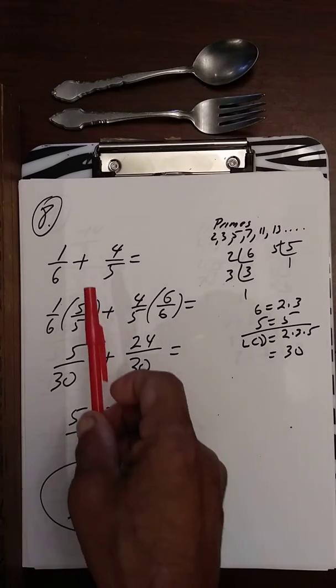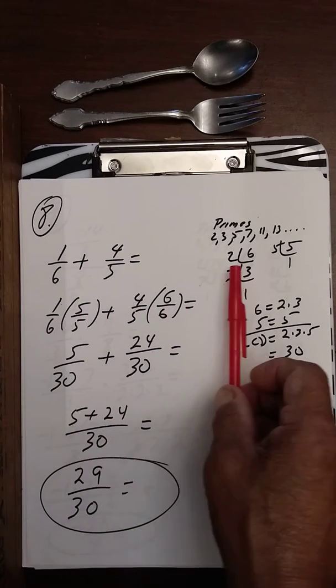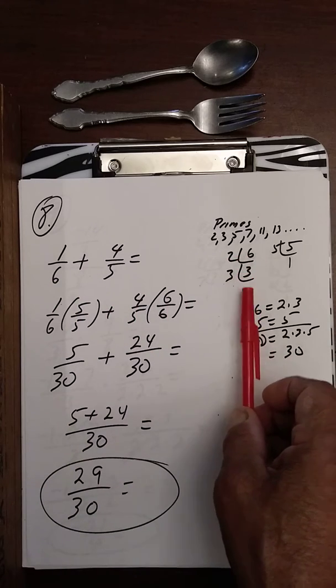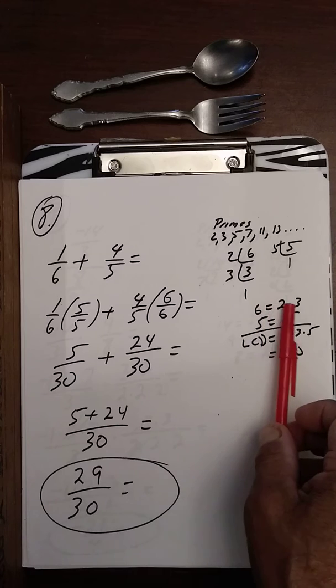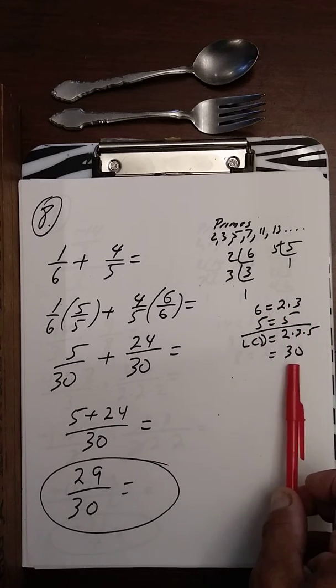1/6 plus 4/5. Well, first of all, these denominators are different. So, let's factor them out. 6: 2 goes into 6, 3. 3 goes in that once. 5 goes in 5, 1. So, 6 is 2 times 3. 5 is 5. All those numbers right there, 2 times 3 times 5 is 30. So, the LCD is 30.